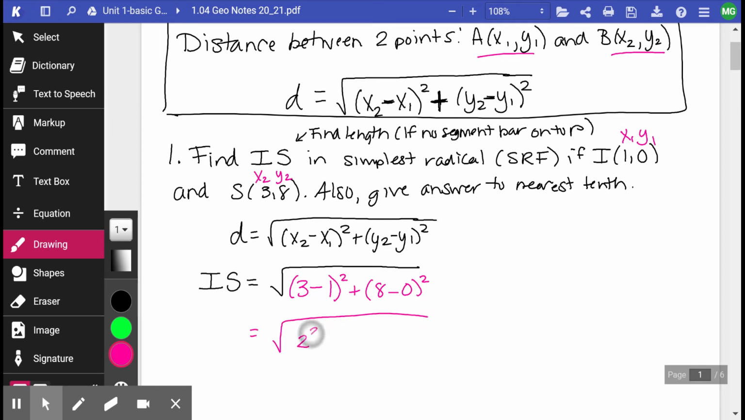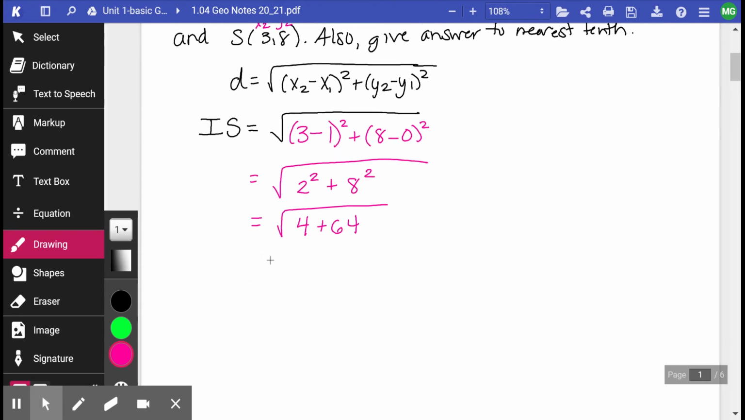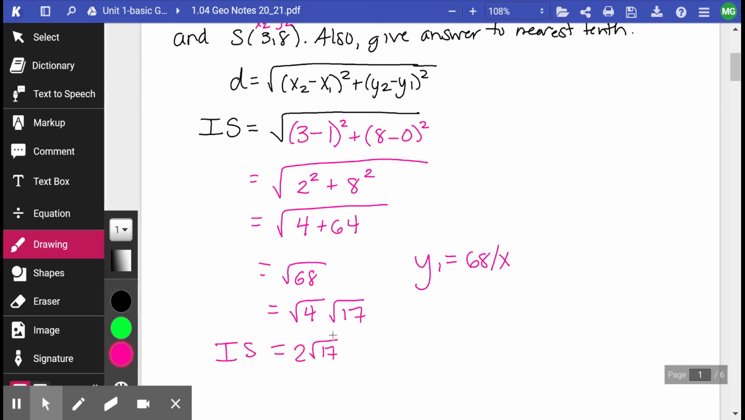So 3 minus 1 is 2, 8 minus 0 is 8. If those had been negatives, they'd need to be in parentheses. 2 squared is 4, 8 squared is 64. 64 plus 4 gives us 68. I asked for it in simplest radical form. If you don't know the largest perfect square that you can take from 68, you could do some guess and check, or type in 68 divided by x in your calculator and look for a perfect square you can take from it. You should notice that you can take 4 times 17. So IS is equal to 2 rad 17.